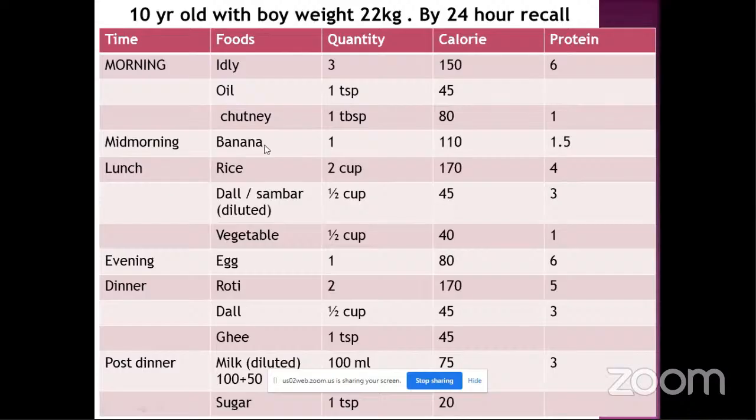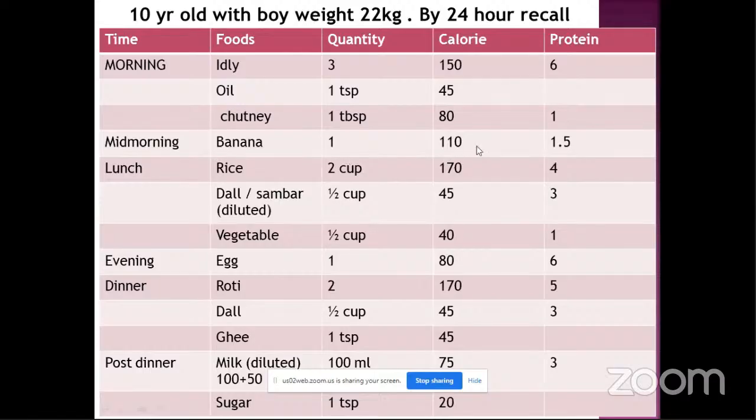So say, for example, if the child is taking in the morning idli with chutney. Idli, if the child is taking a quantity of 3, then already I said that 2 idli will produce you 100 kilocalorie. So 3 is going to produce 150 and the protein is 6. Oil, any fat item, 1 teaspoon is going to produce a kilocalorie of 45. Be it oil or butter or ghee, anything. Chutney, 1 tablespoon is going to produce you 80 kilocalorie and the protein of 1.